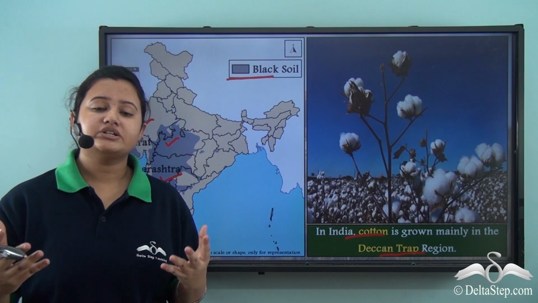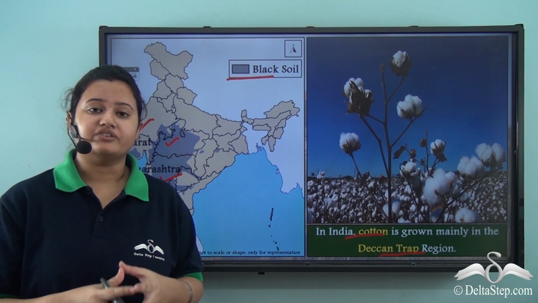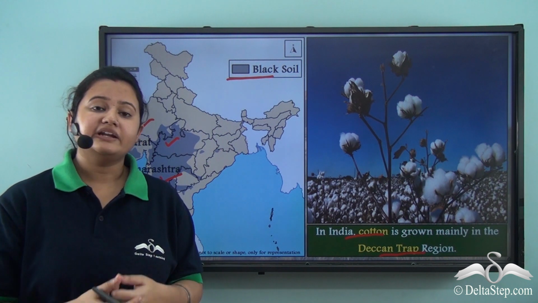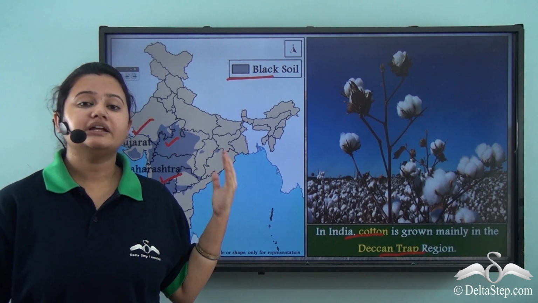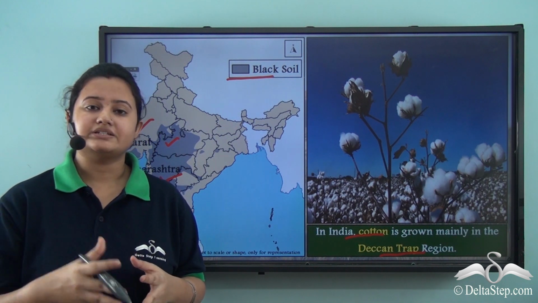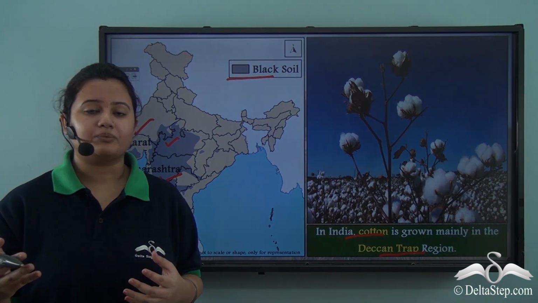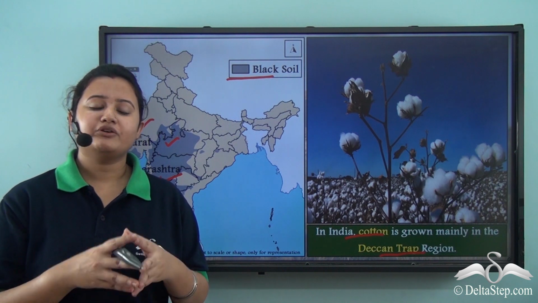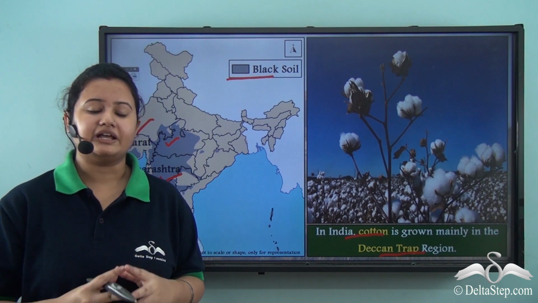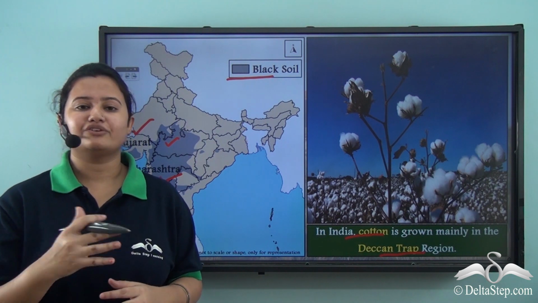We also pointed out some of the important rivers that drain the Deccan Plateau region. And finally, we discussed the Deccan Trap region. So this is all about today's discussion on Deccan Plateau. In our next lesson, we shall be focusing on another important physical division of India, that is the coastal plains of India.